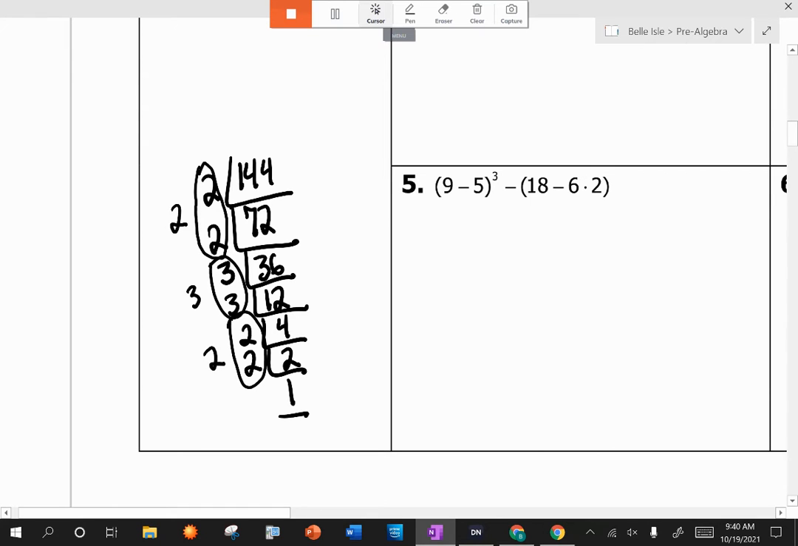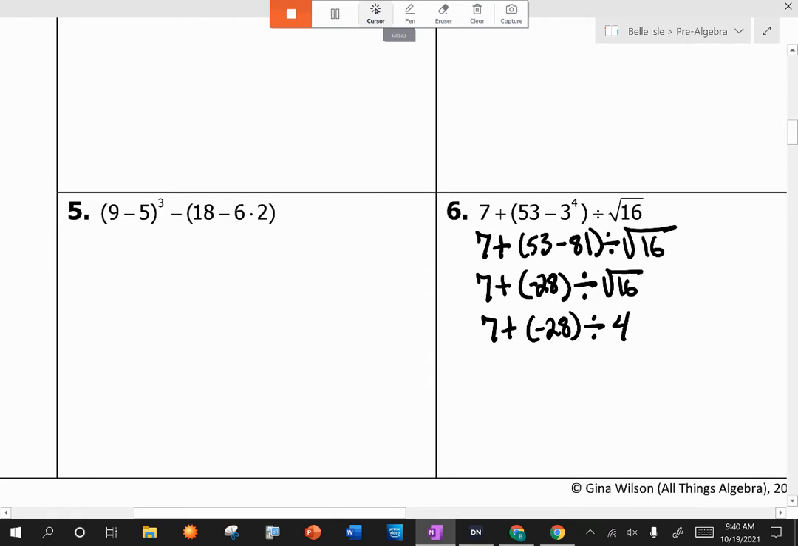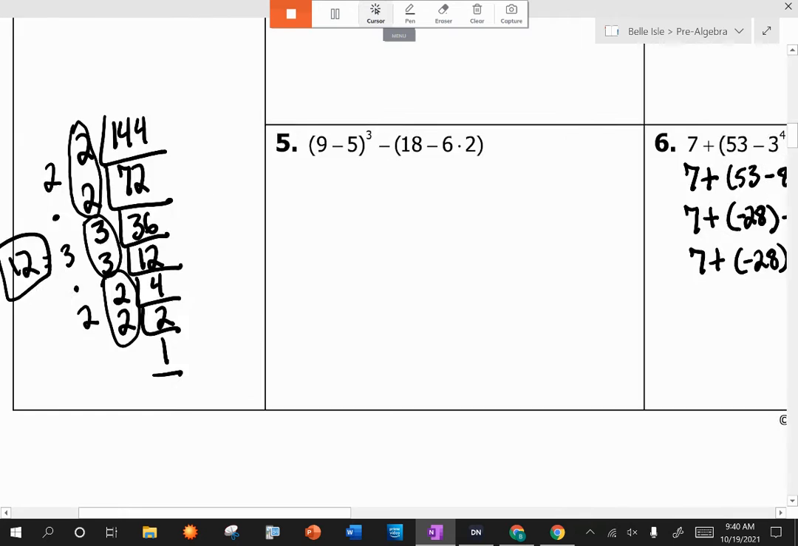What's 2 times 3? 6. Okay, what's 6 times 2? 12. So the square root of 144 is 12. Okay, if you punch that in your calculator and you did 12 times 12, what would you get? 144. Okay, we'll do more practice with this, but that hopefully can help you a little bit.